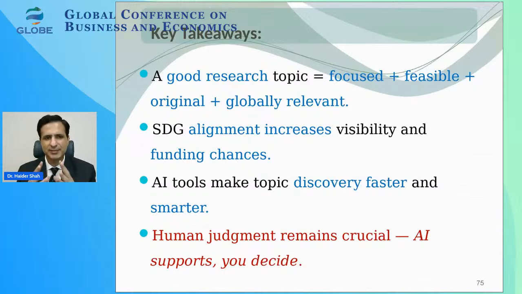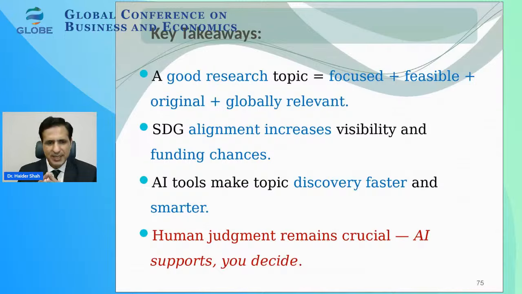Now, if you connect the different dots, by focus we mean you have clarity of your topic. Feasible means, is it feasible to carry out the investigation, do you have sufficient resources in terms of time, energy, and money. Originality is the novelty of your work, and alignment with the SDGs is the global relevance. So SDG alignment increases visibility and funding opportunities for your work. If your work is related to the SDGs, it is more likely to be funded by different agencies.